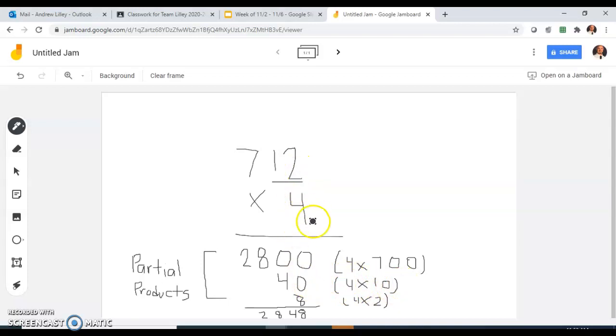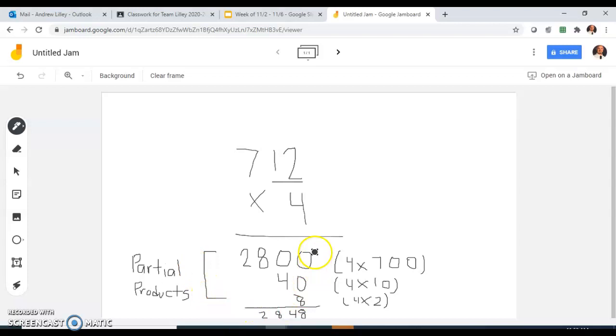Last step is multiply the ones place. 4 times 2 is 8. 4 plus 4 is 8. So I've covered each digit, multiplying each of them by 4. We call these the partial products because they're part of the product.